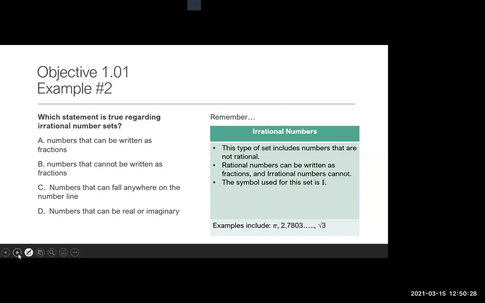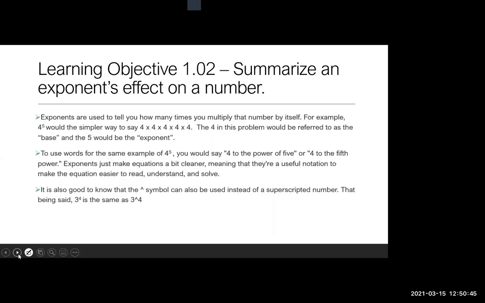But you see the type of questions, right? We're classifying. We're looking at sets and saying, yes, it can be integers. Yes, it can be rational. Or we're making statements about the group that we know to be true. Okay, so let's move to the next learning objective, and that is to summarize an exponent's effect on a number.